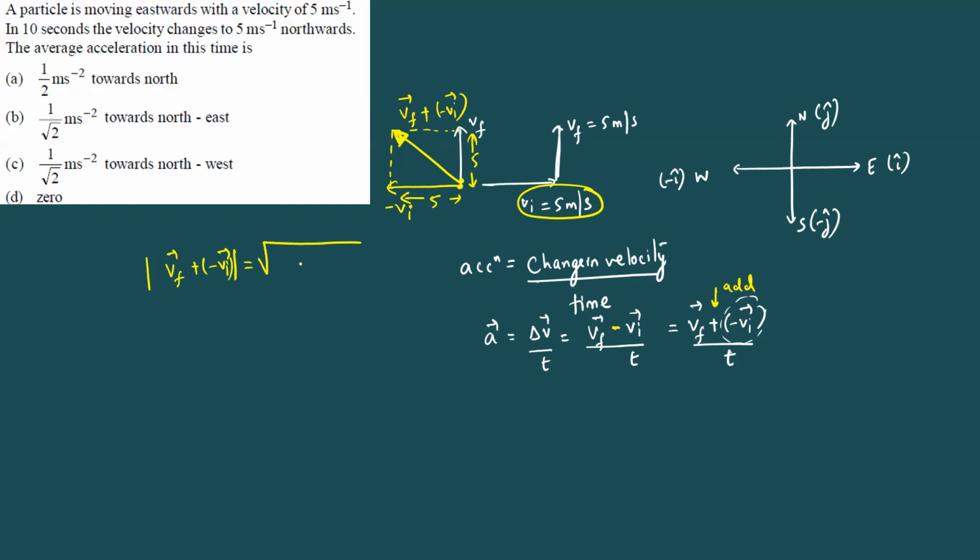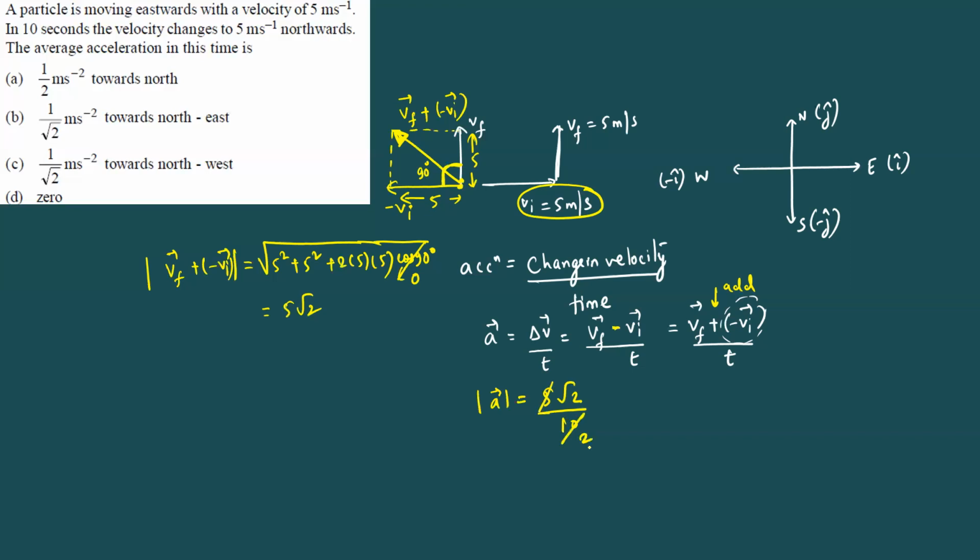Root of p square plus q square plus 2pq cos theta, which is root of 5 square plus 5 square plus 2 into 5 into 5 into cos of the angle between the two vectors. The angle between the two vectors, v final and minus v initial, is 90 degrees, and cos of 90 degrees is going to be 0. So this whole term becomes 0. So root of 5 square plus 5 square will become 5 root 2. And then if I substitute here, the magnitude of acceleration is the magnitude of v final plus minus v initial, which is 5 root 2, divided by time. Time is nothing but 10 seconds.